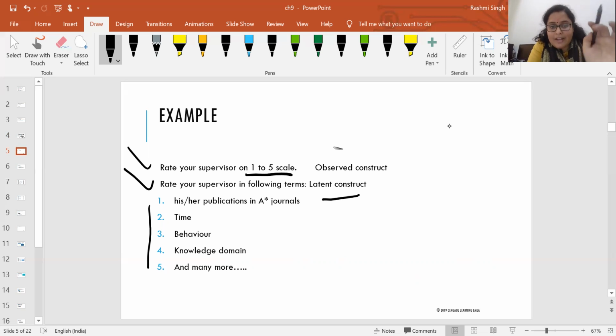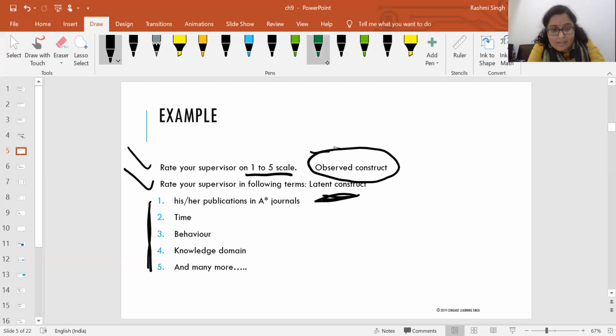Here I am directly giving my supervisor an overall rating. Let's say I'm giving 4 to my supervisor. So that is basically an observed construct. I am directly measuring it. But if I say these are the five items, these are the five different variables that would decide the rating of my supervisor, then the rating of the supervisor will be acting as a latent construct.